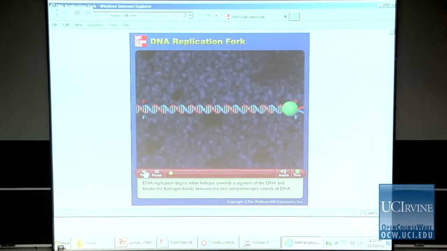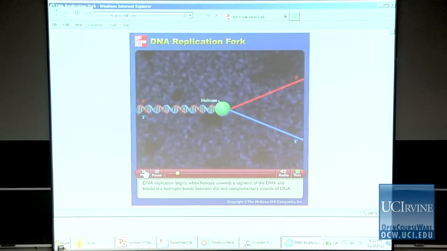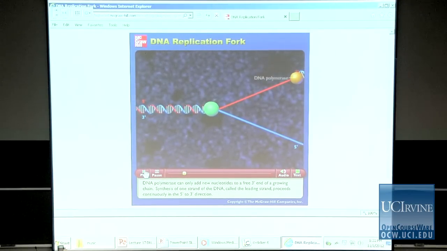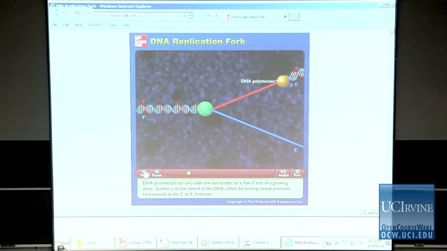DNA replication begins when helicase unwinds a segment of the DNA and breaks the hydrogen bonds between the two complementary strands of DNA. DNA polymerase can only add new nucleotides to a free 3' end of a growing chain. Synthesis of one strand of the DNA, called the leading strand, proceeds continuously in the 5' to 3' direction.